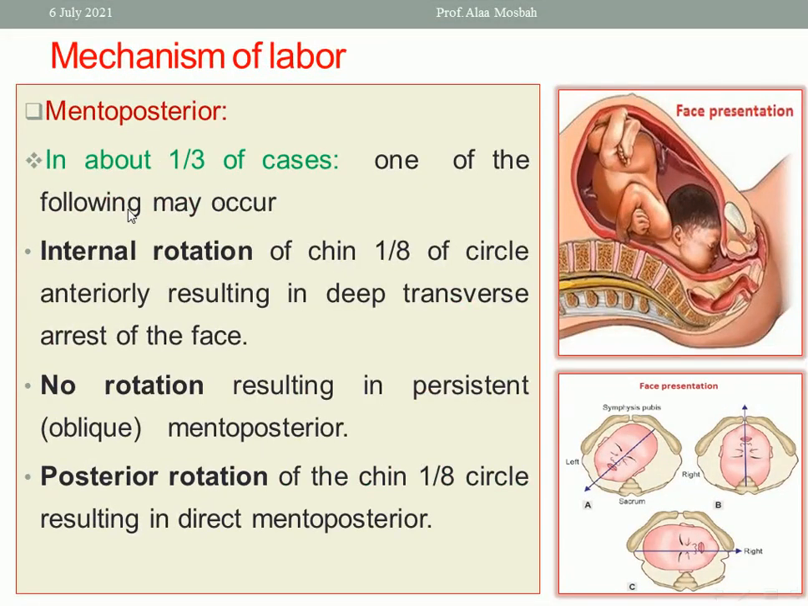What about the remaining third of the cases which will be persistent mento-posterior? Either internal rotation 1/8 circle anterior leading to transverse arrest, which is undeliverable and also needs cesarean section, or persistent oblique mento-posterior, which also needs cesarean section, or posterior rotation of the chin 1/8 circle resulting in direct mento-posterior, as in this picture, and this is undeliverable.